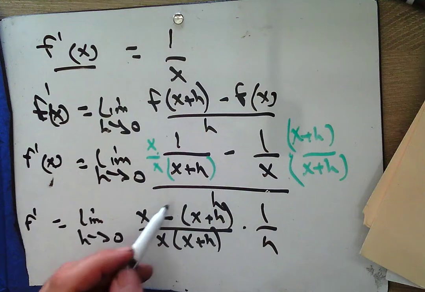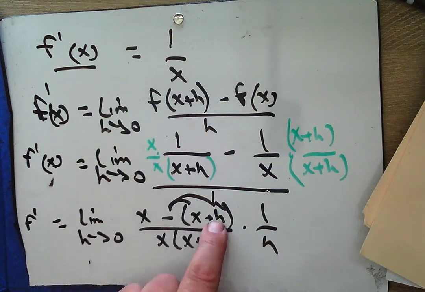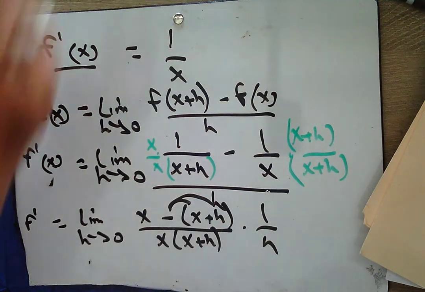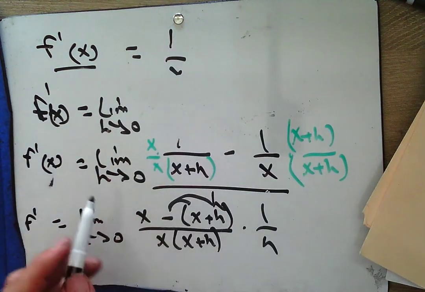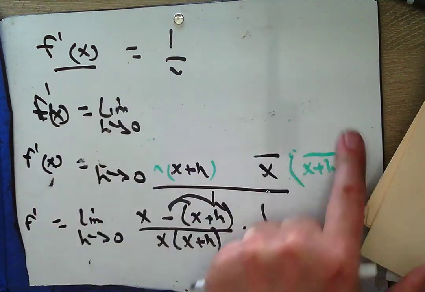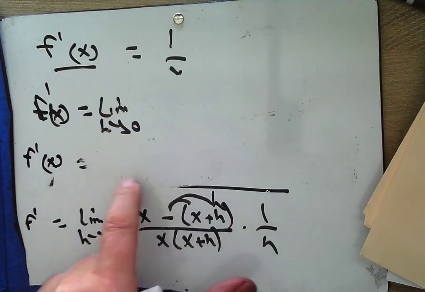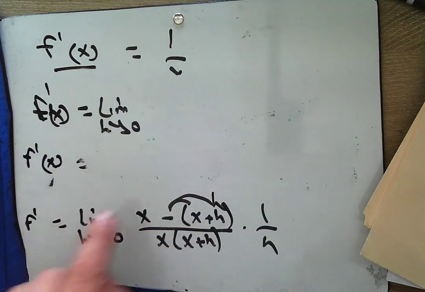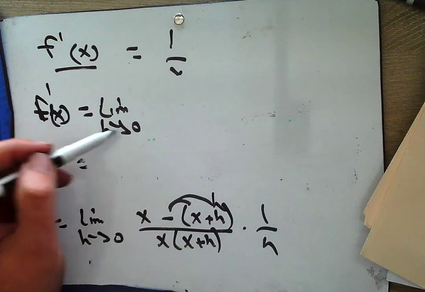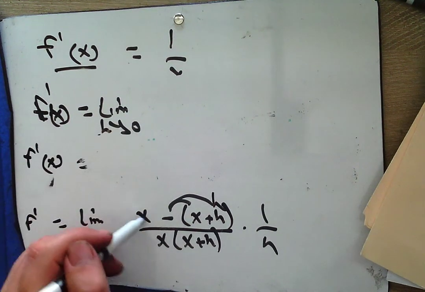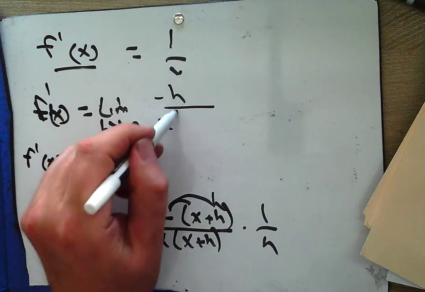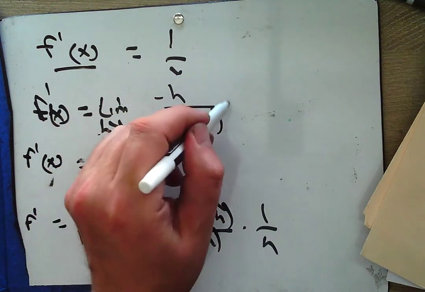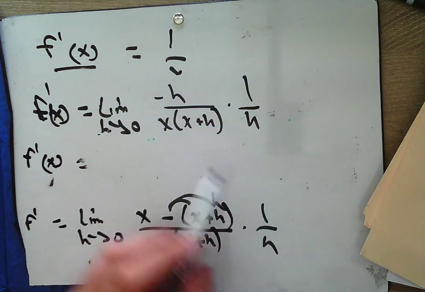Okay. Don't forget to distribute that negative to that h. And so where does that take us? Well, that takes us to the limit as h heads to 0 of x minus x. They cancel. I just have a negative h, over x plus h, times 1 over h.